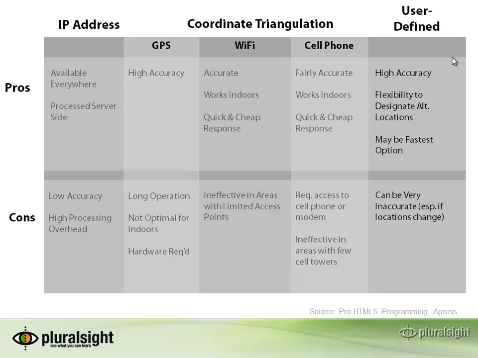And ultimately, it may be the fastest option, because if you're waiting on a bunch of servers to resolve and figure out where you're at, it could be much faster. But it also can be inaccurate in the same sense, because unless you make sure that the user has updated this information when they move, you can report some results that are incorrect.